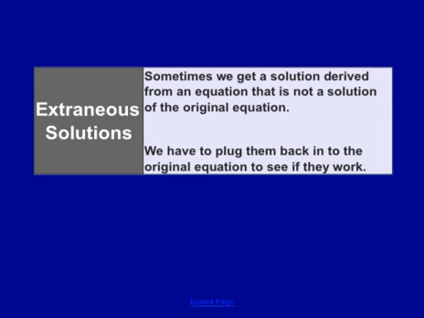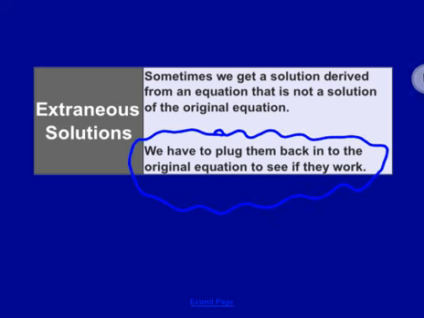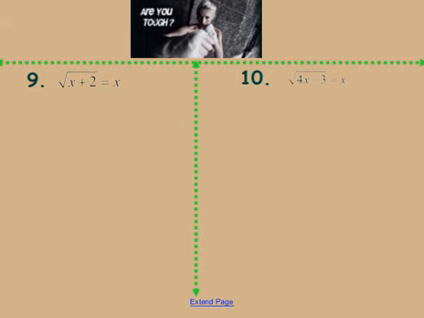Alright, extraneous solution. Sometimes we get a solution derived from an equation that is not a solution of the original equation. We have to plug them back in to the original equation to see if they work. So this is what I've been doing a few times to show you there was a no solution once, right? And then I showed you that it worked as well. Alright, so you got to check some of these answers, and we can talk about why. Alright, so let's look at number 9.